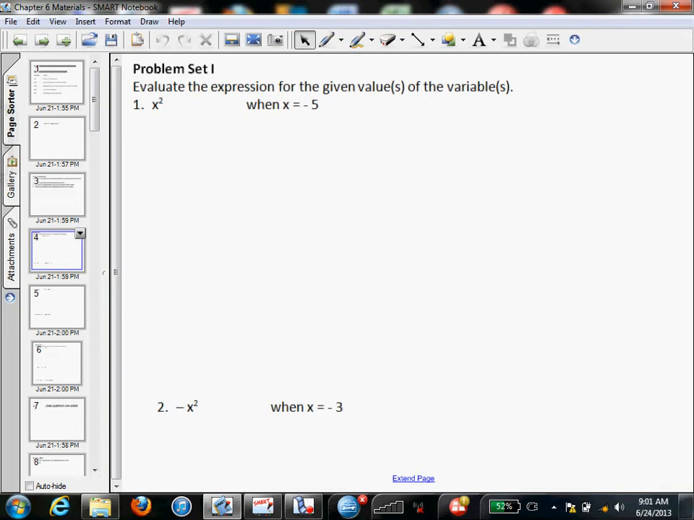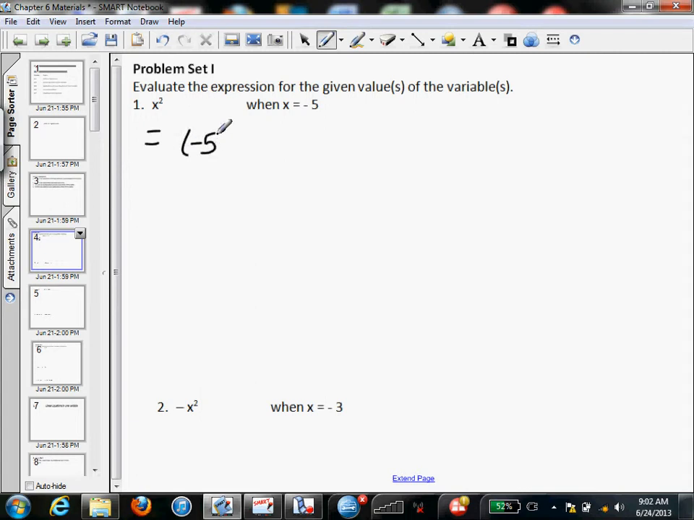The problem set 1 will read: evaluate the expressions for the given values of the variables. So what we really have to do, for number 1 it says x squared when x is -5. All you do is, where you see the x in the expression, just replace it with the number that the variable is equal to.